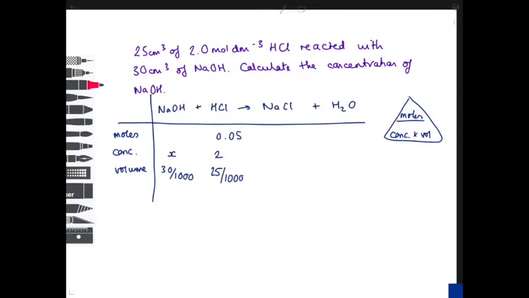Have a look at any big numbers. There aren't any, so that means I can carry that number straight over, and that becomes the moles of sodium hydroxide. To work out this unknown concentration, we have to do moles divided by volume. We can see that from the formula triangle. So we do 0.05 divided by 30 over 1,000. Just pop that all into your calculator as it is.